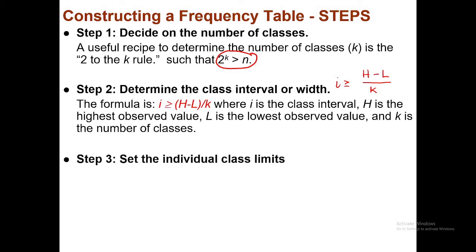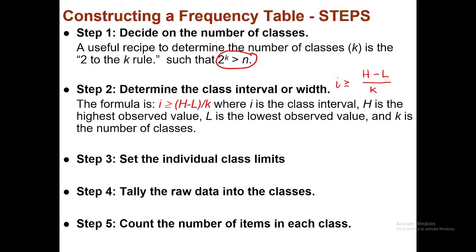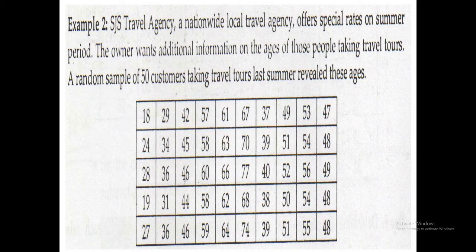Step number 3, Nika. Nika Nicole. Step 4, Nika. Continue. And step number 5. Okay, so these are the 5 steps in constructing a frequency table for quantitative data. Now, let's apply these steps in our first example. So, as you can see, this is our problem.